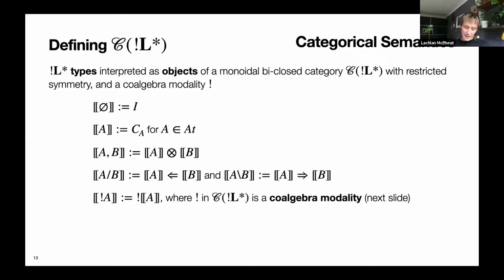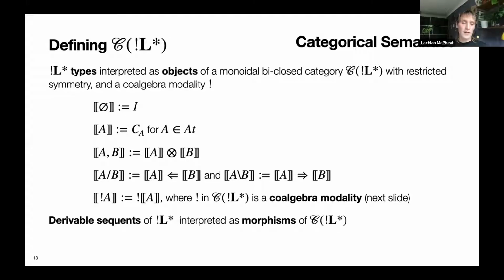And this kind of looks like a cop-out. The interpretation of a modal type is bang of its interpretation, but this bang here on the right-hand side is a coalgebra modality, which I'll define properly on the next slide. But before I do that, I want to show you the morphisms of this category.